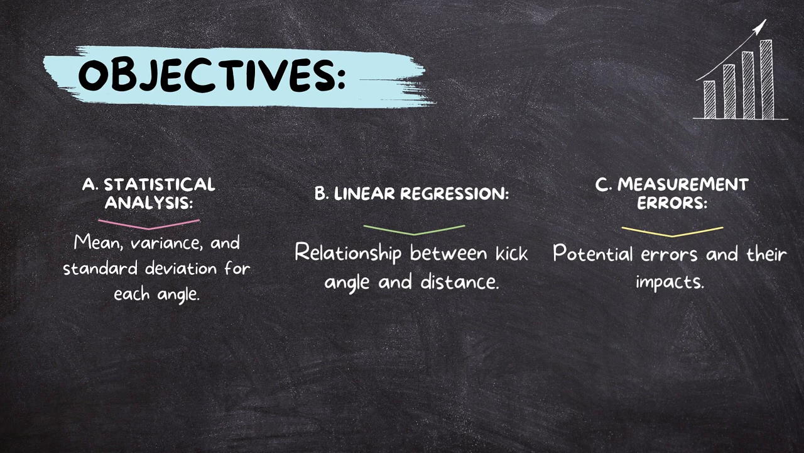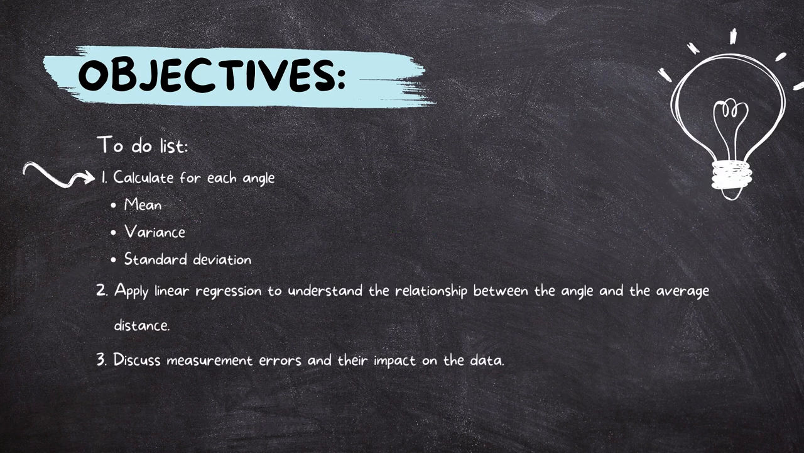We have the objectives. A. Statistical analysis: mean, variance and standard deviation for each angle. B. Linear regression: relation between kick angles and distance. C. Measurement errors: potential errors and their impacts. To do this, 1. Calculate for each angle the mean, variance and standard deviation. 2. Apply linear regression to understand the relationship between the angle and the average distance. 3. Discuss measurement errors and their impact on the data.